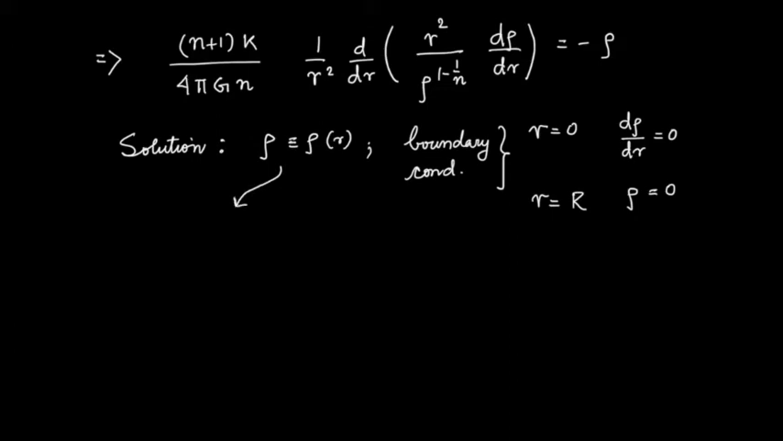Now what will be the parameters here? Whatever the functional form is, it will depend on the parameters. The parameters are, I have n and k. Capital G is a constant, it cannot be a parameter. N and k are the parameters which I have in this. And because the boundary conditions has capital R in it, that will also be a parameter. So the solution will have these three.